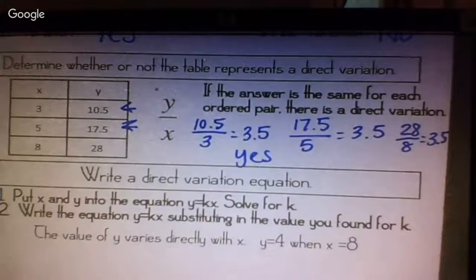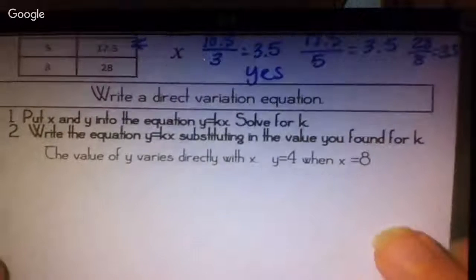So it doesn't matter what the number is. It just matters if they're all the same. And your numbers could also be negative. That's okay, as long as they're all the same. So check every last one of them. The last thing on here: write a direct variation equation.